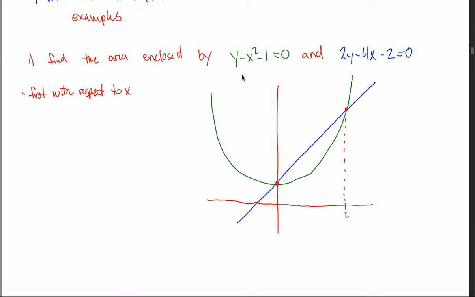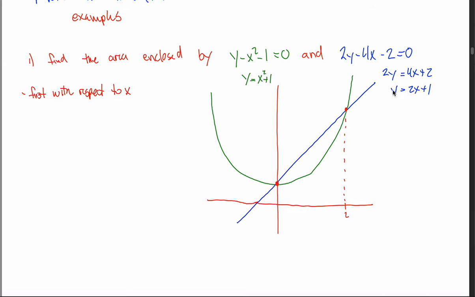So if I solve this equation for y by adding x squared and 1 over to the other side, and I solve this equation for y by adding 4x and 2 over to the other side, and then dividing both sides of the equation by 2, what I now have is an expression that tells me the y value of this curve in green for any given x value.